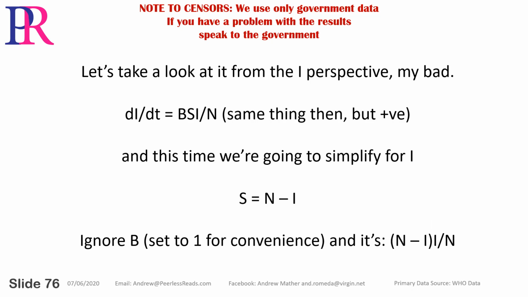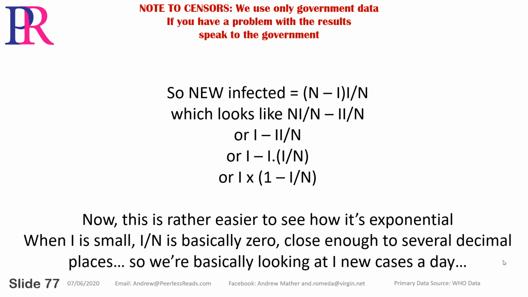Let's take a look at it from the I perspective. My bad, dI by dt equals BSI over n. Same thing then, but positive. And this time we're going to simplify for I. S equals n minus I, ignore B, set to 1 for convenience, and it's n minus I into I over n. So new infected equals n minus I into I over n, which looks like nI over n minus I squared over n, or I minus I into I over n, or I times 1 minus I over n.